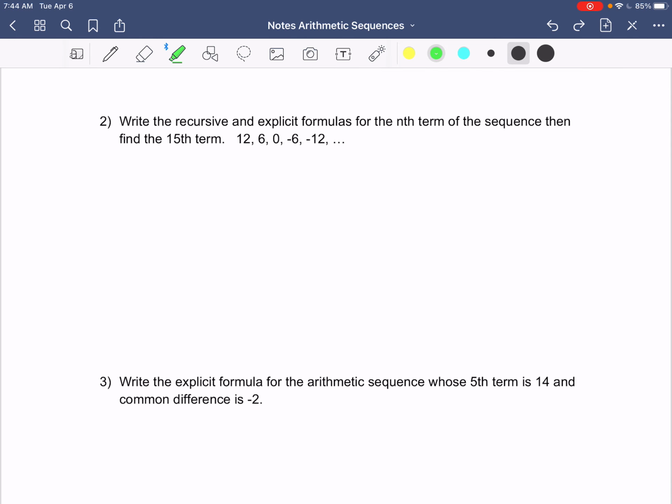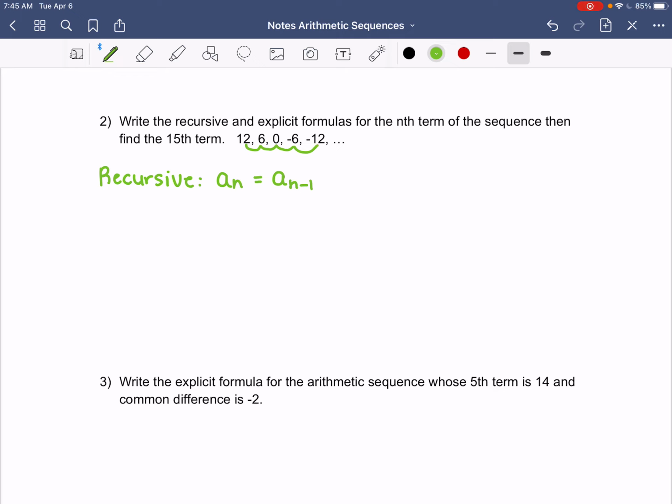All right, let's try it again. So it says find the recursive explicit formula and then find the 15th term. So same exact directions as the last one, but it gives us 12, 6, 0, negative 6, negative 12. All right, so to find the recursive, you always start with a sub n equals a sub n minus 1, and then you just add the common difference. So here, if you notice, the numbers are actually going down, right?